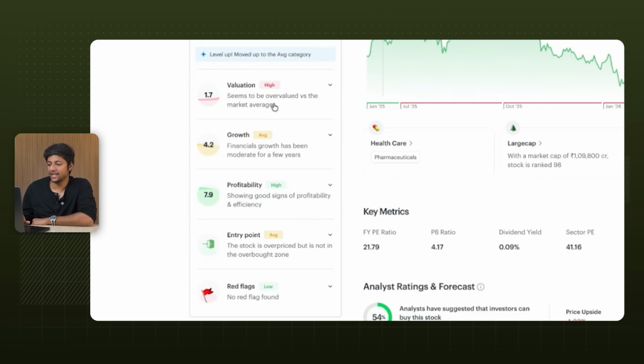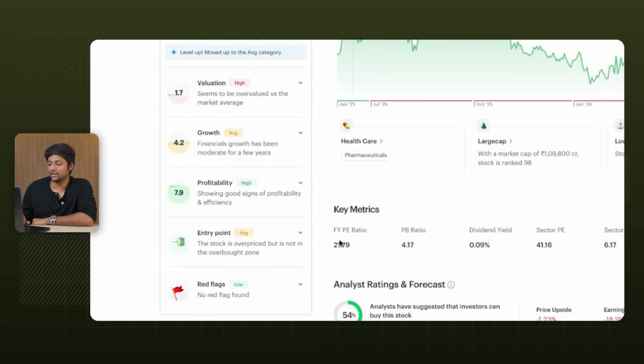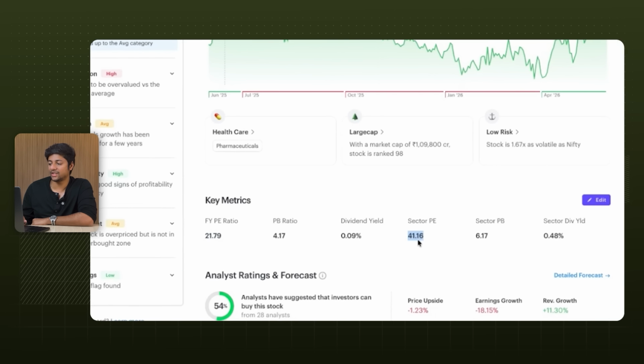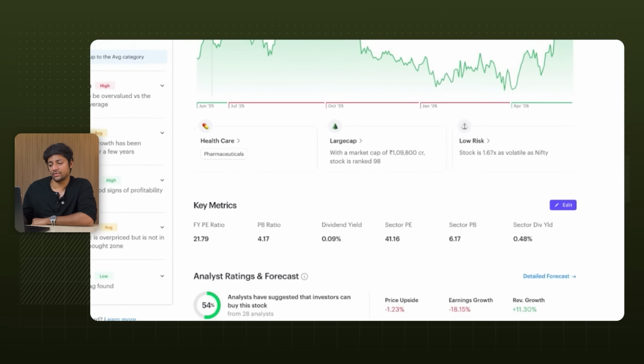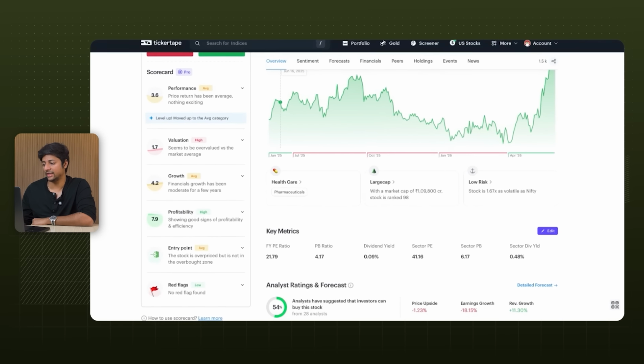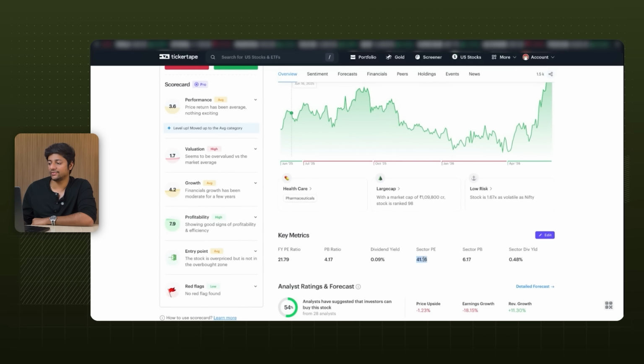Valuation seems to be high. Seems to be overvalued versus the market average. Here, if you see the PE ratio, it's actually 21 and the sector PE is 41, because different valuations come in different types, right? For example, sometimes in valuation, we look at price to sales, sometimes we look at price to book, price to earnings, depends on that. But here we see that the sector PE is 41 and the PE of this company is 21.